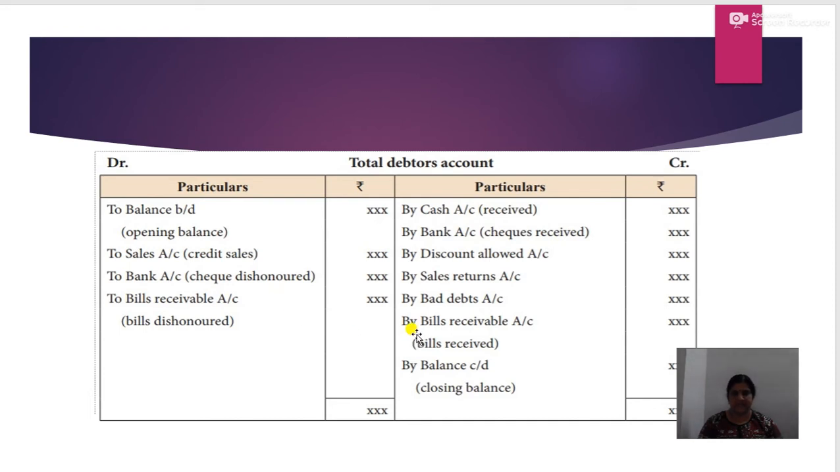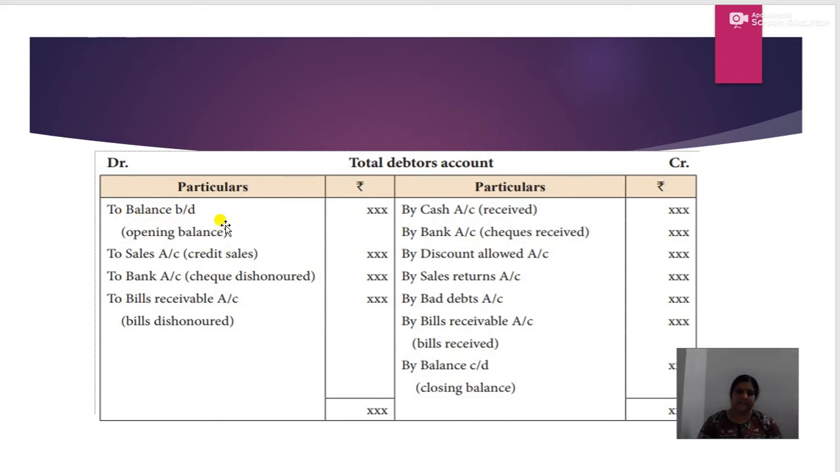Just like that, in case an account has a credit balance, then all the items increasing that account will be credited and all the items decreasing that account will be debited. So it is already said that the debtors account has a debit balance as it is an asset. So while preparing the total debtors account, first of all, we write the opening balance on the debit side. We write to balance brought down.